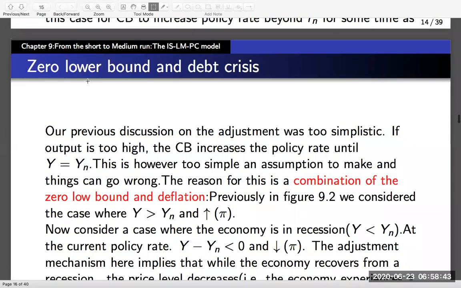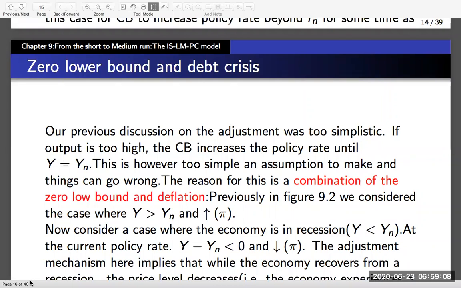Then we have a thing called the zero lower bound and debt crisis. Our previous discussion on the adjustment was too simplistic. If output is too high, the central bank increases the policy rate until Y equals YN. This is, however, too simple an assumption to make, and things can go wrong. The reason for this is a combination of what? Zero lower bound and deflation.